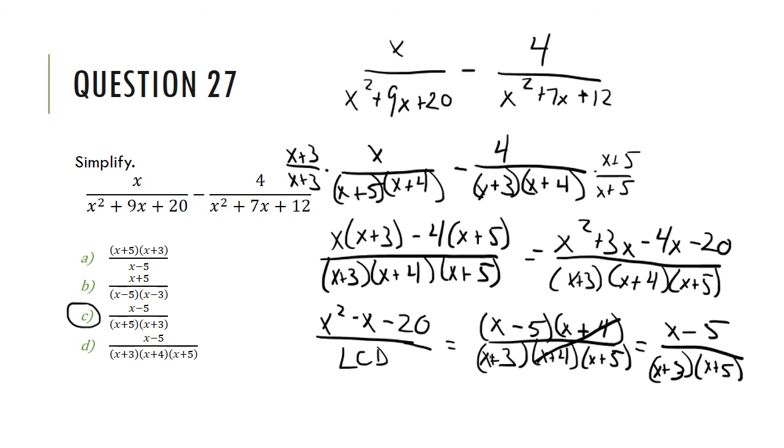Is there anything that can cancel? Right there, x plus 4 goes away. So I have x minus 5 over x plus 3, x plus 5. So if you didn't watch this whole problem, or you just jumped the gun way back here where you saw 3 parts in your denominator, that would be wrong. So you got to solve it all the way out. And yes, you do get an answer choice. It is C.